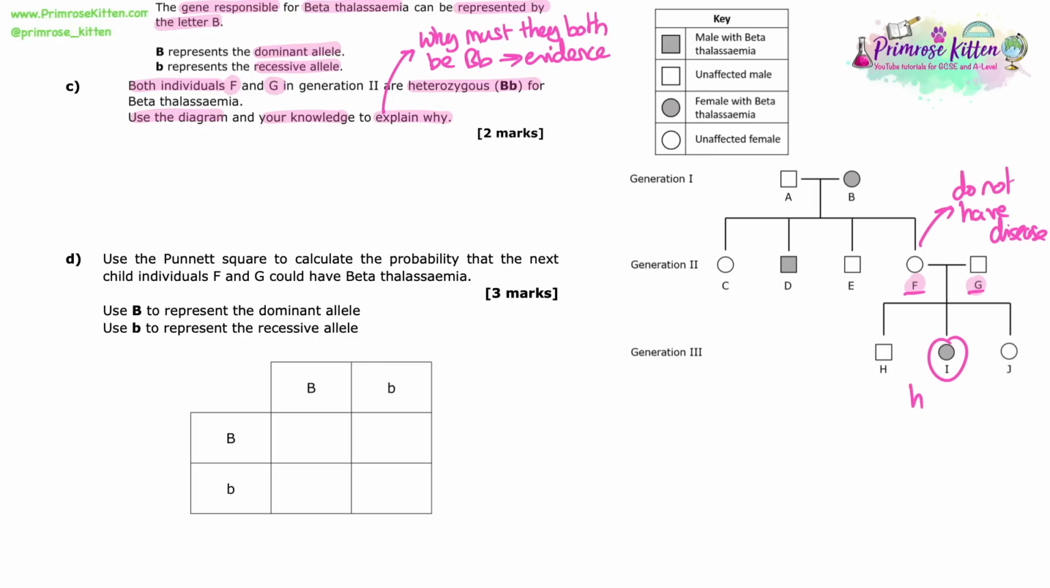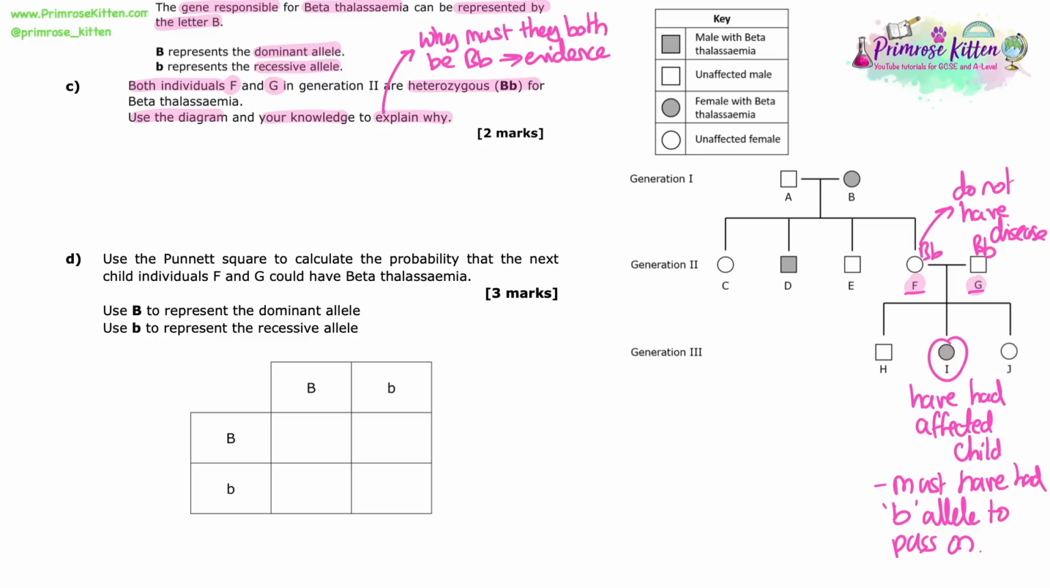So if you find F and G, we can see that they do not have the disease, but they have had an affected child. So this is very common with recessive disorders. In questions like this, they'll get you to go and find two parents that do not have the disease and they've had a child that does have the disease. So that must mean they both have to be heterozygous, because they both must have a copy of the lowercase allele, the recessive allele, in order to give a copy to child I, in order for child I to be little b little b, or homozygous recessive.